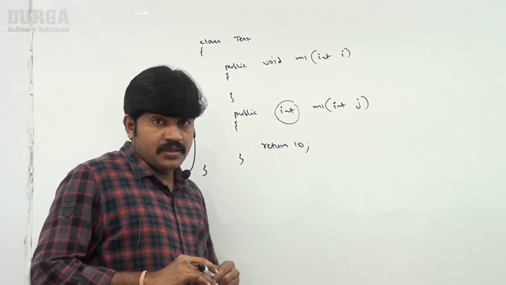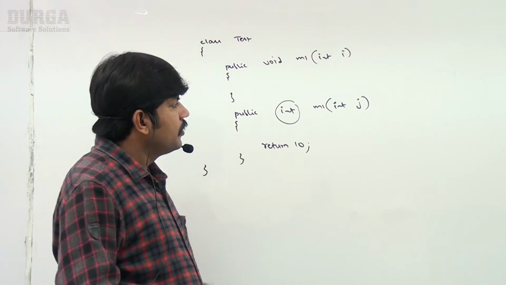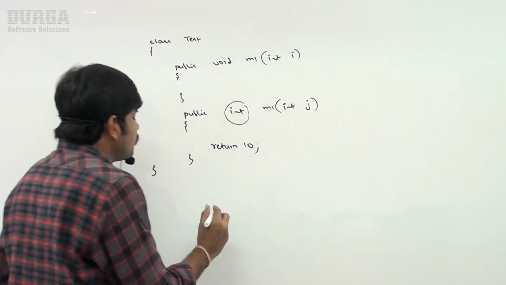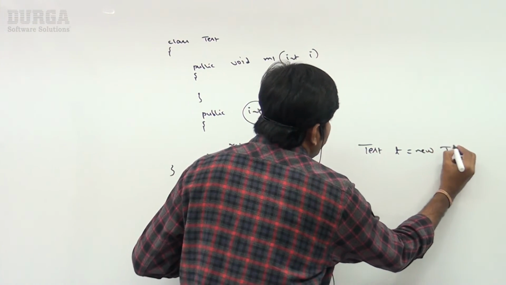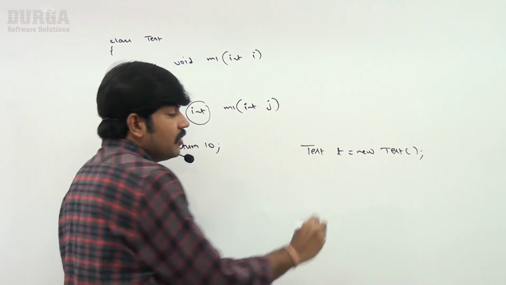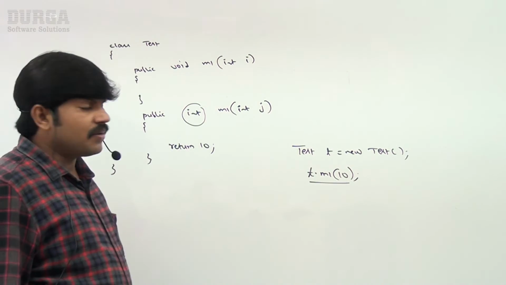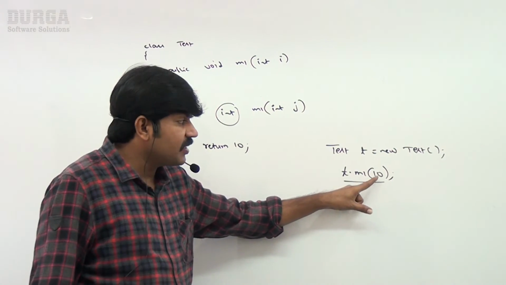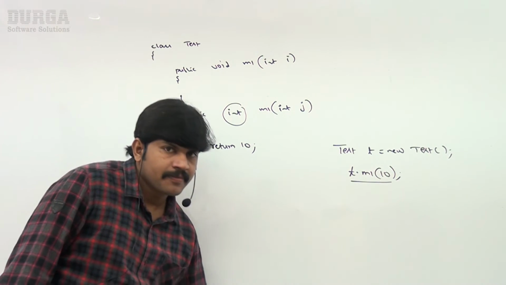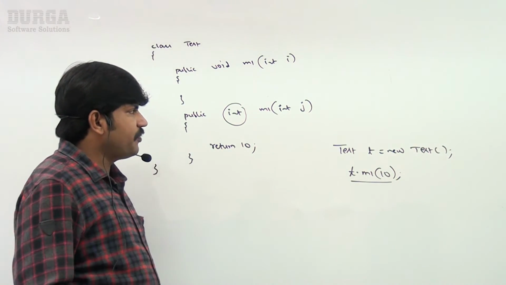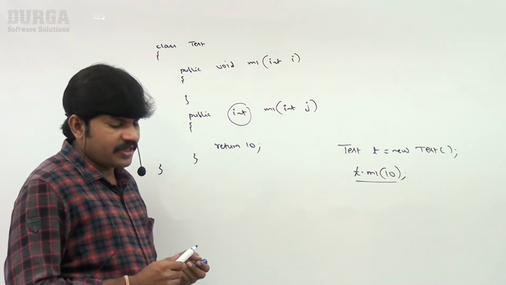Now my question is, take very special care about this terminology. Let me create an object: Test t = new Test. t.m1 by passing 10 as the argument. I'm calling the m1 method by passing 10 as the argument. Can you please confirm which method is going to get the chance? Either the first method or the second method.